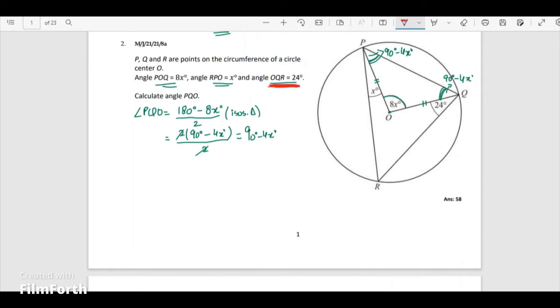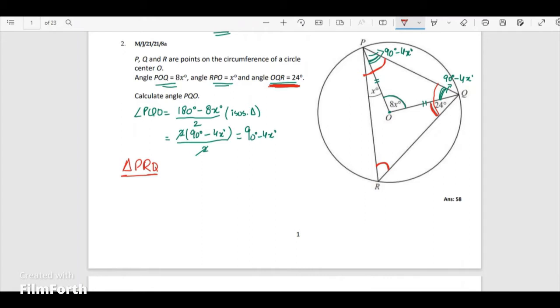For that, what I'm going to do now is instead of PQO, I'm going to look at triangle PRQ, because that would help me bring this angle right here into my working. So if I'm looking at this triangle, I now know this whole angle in terms of x, that would be x degrees plus 90 degrees minus 4x degrees. I now know this whole angle, that would be 24 degrees plus 90 degrees minus 4x degrees. I do not though know this angle. So let's see if I can figure out this angle in some way.